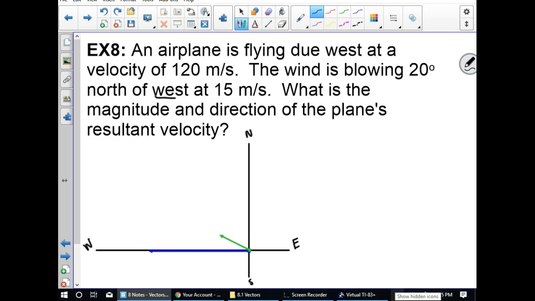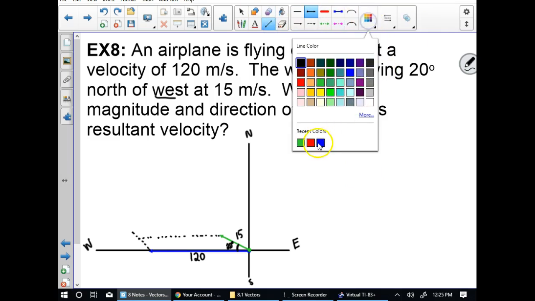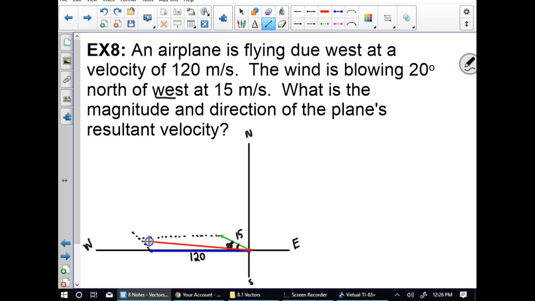Okay? And that 20 degrees is going to be right here. And so our magnitude here is 120. Our magnitude here is 15. We've got to make a parallelogram. And then our resultant velocity is going to be from our starting point to the other side of our parallelogram here.